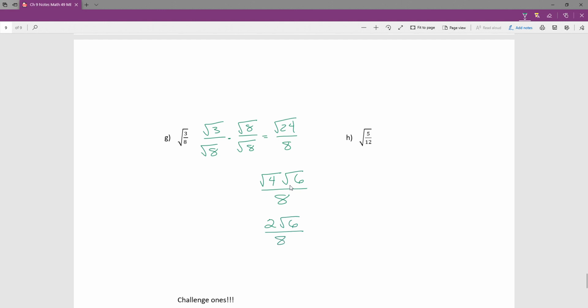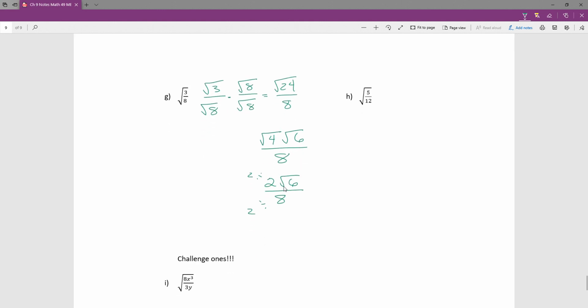One more step. We've got a 2 over 8. So just as fraction math goes, we can take this one step further. My final answer for this one, just going to scroll a wee bit, would be root 6 or 1 times root 6 all over 4.